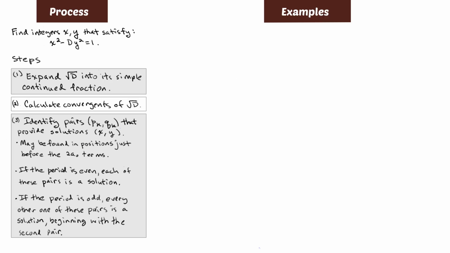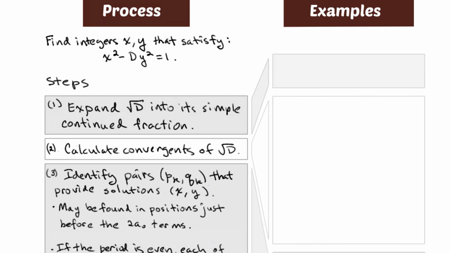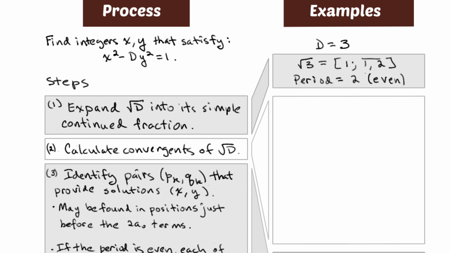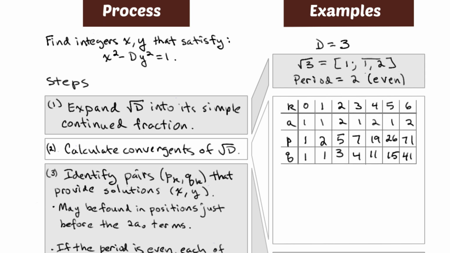It's actually pretty straightforward. Our first example is Pell's equation with d equals 3. The simple continued fraction for the square root of 3 is 1, 1, 2, with 1, 2 repeating. We can count 2 terms in the repeating part, so the period is 2, which is even. Here is a table with a set of convergents.